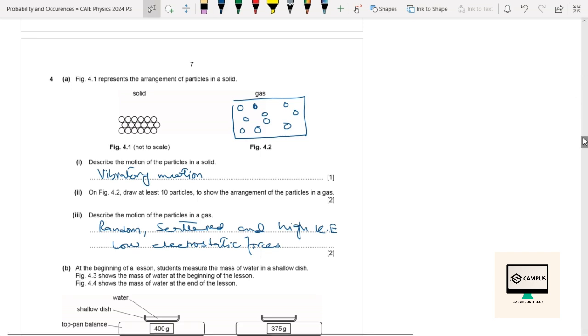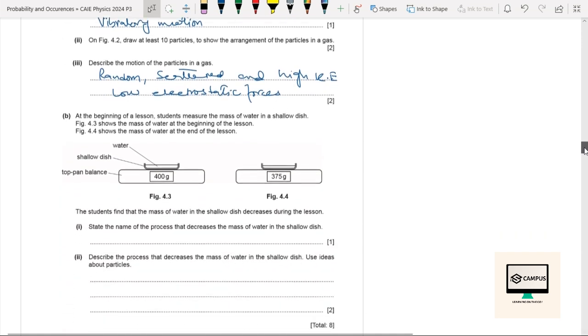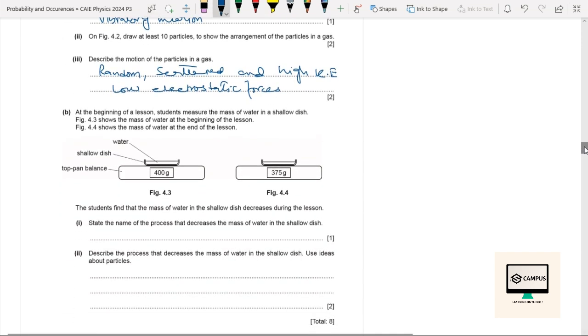Moving on, part B. At the beginning of the lesson, students measure the mass of water in a shallow dish. Shallow is an important word because a shallow dish has a larger surface area. Figure 4.3, mass of water at the beginning of the lesson, this one. And at the end of the session, we see a significant drop of 25 grams.